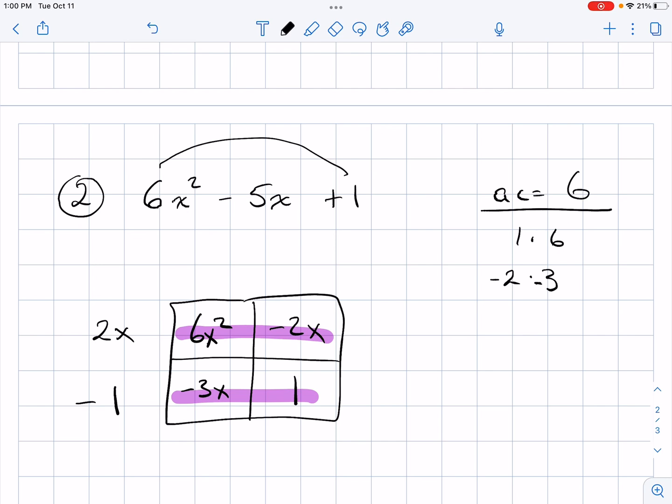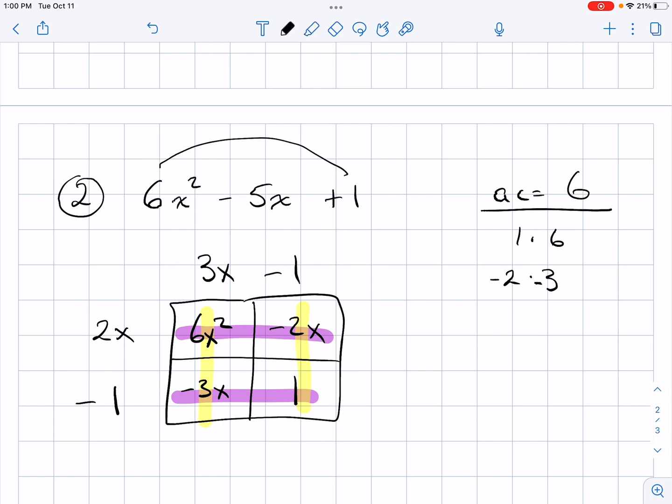And then on the top, let's go this way. On the left, 6x squared and negative 3x have 3x in common. And the only thing that's going to go into negative 2x and 1 is negative 1 again.